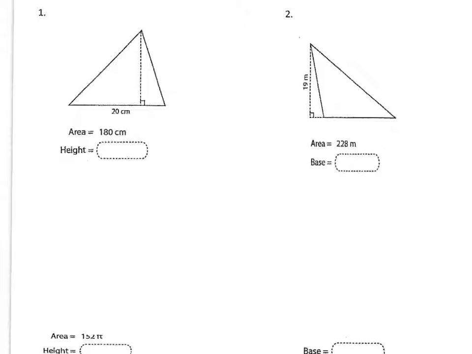So now we're going to actually do some problems that involve the opposite. So instead of finding the area, we're going to find one of the missing dimensions. In this first problem, you can see we're going to find the missing height. So we're going to start by writing our formula for area of a triangle.